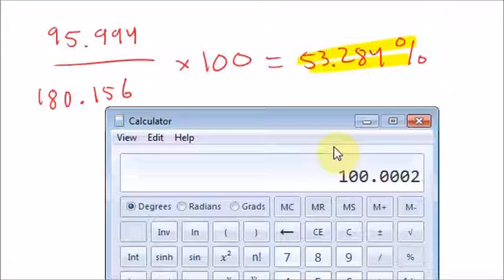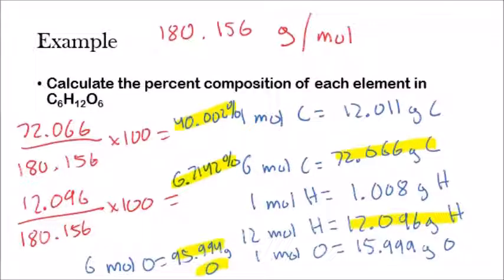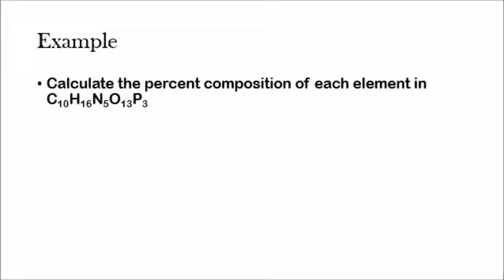Of course, it's 100.002, but if it's very, very close to 100, then you know that your answer is correct. It might be like 99.998, but as long as it's close to 100, your answers are likely correct, okay? So that's how you calculate percent composition. Now let's look at another example here, a little bit more difficult.